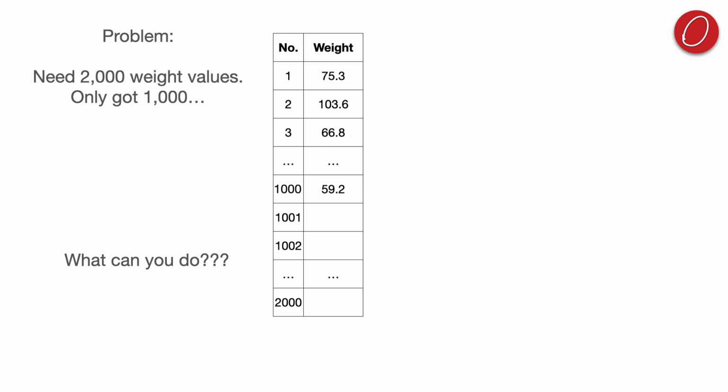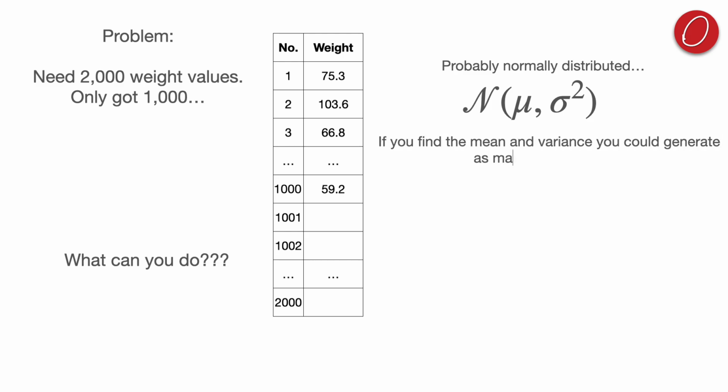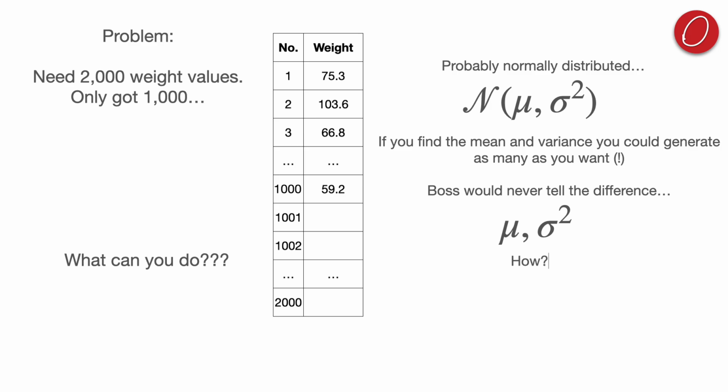Well, you suspect that people's weights are normally distributed. So you figure that if you could find the mean and variance, you could generate as many as you want, and your boss would never tell the difference. So you're looking for the correct mean and variance. But how can you find them?